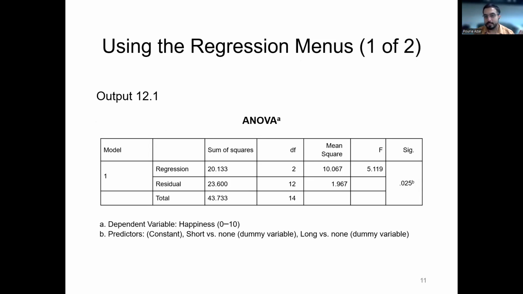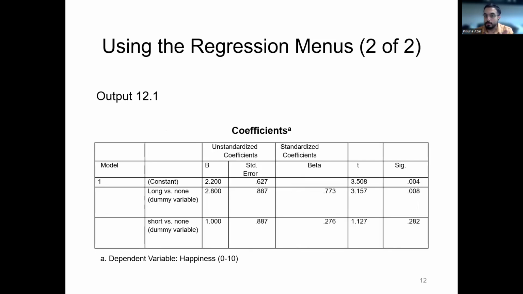So for ANOVA, our statistic is F. In the independent sample t-test, our statistic was the t statistic. But for ANOVA, that's F. And that's why we can get the ANOVA output from the regression model. And also we will get coefficients because we are running regression here. So we get the beta coefficient, the p-value, and then the t statistic.